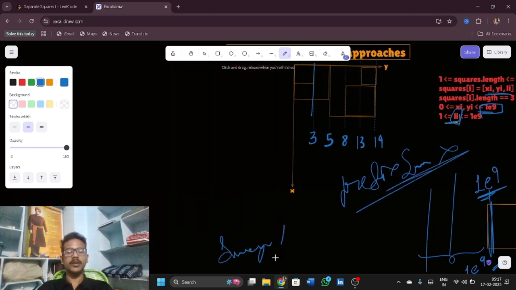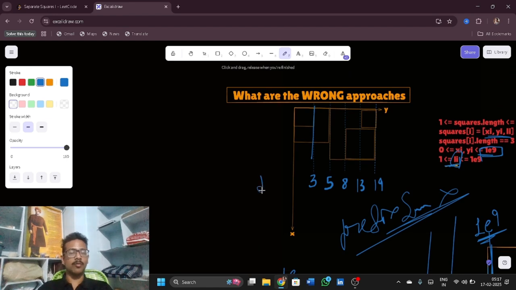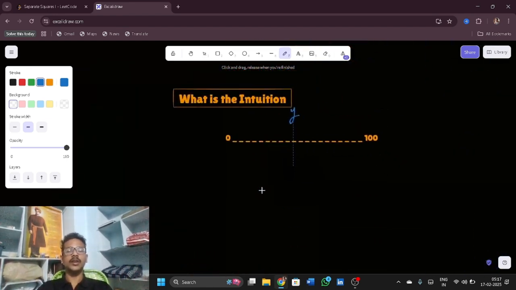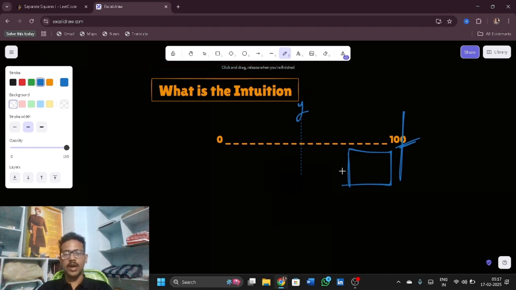So it will be something like sweep line algorithm. If you remember this sweep line, we will be using the sweep line algorithm, but it is causing a memory limit exceeded error. But what is the intuition? So imagine I have this 100 is the last site. That means this is the last where I got a square.